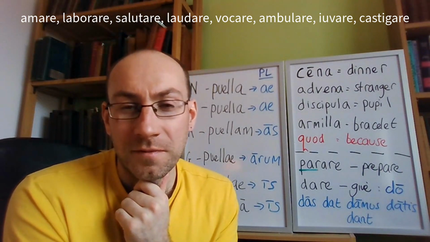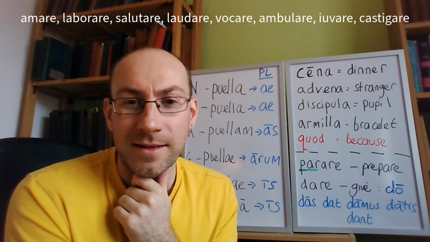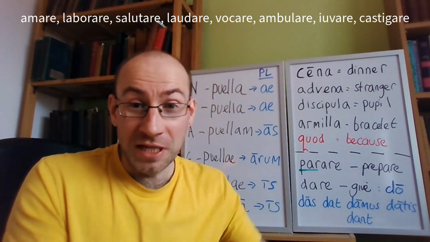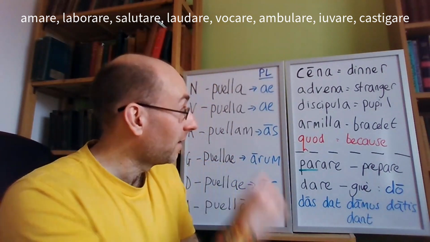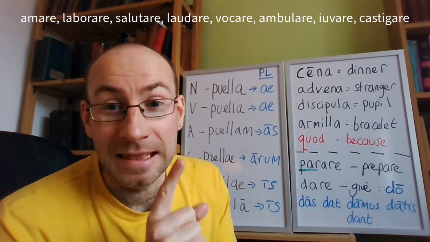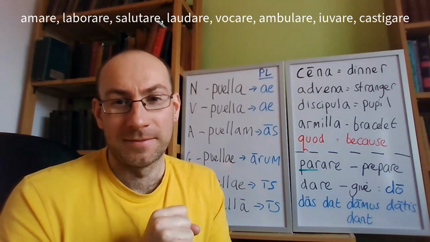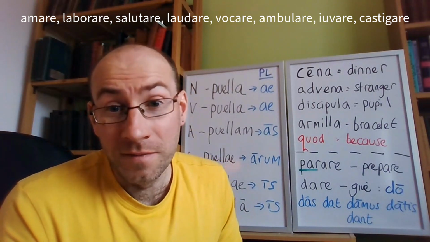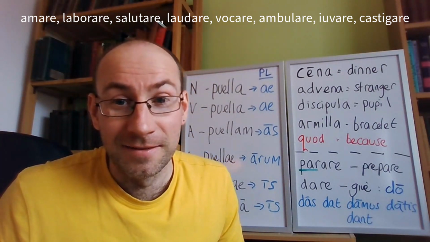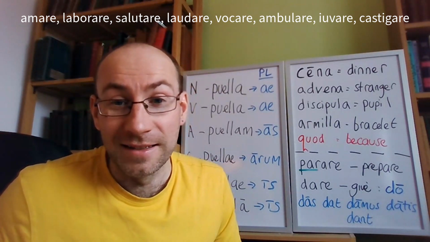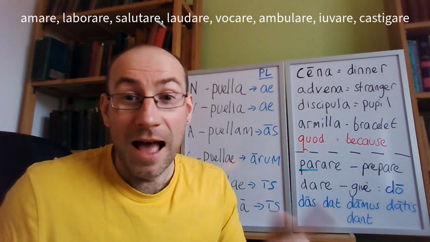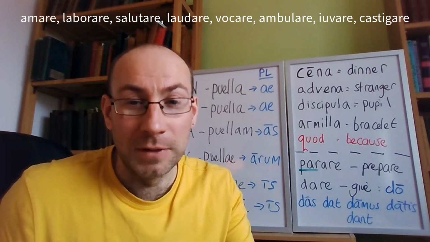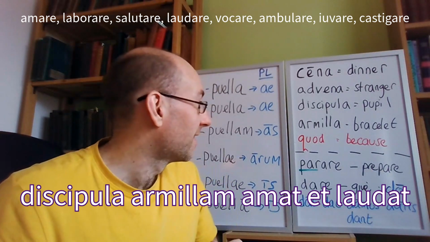The pupil, female pupil, loves the bracelet. It's such a nice one. Discipula, she's doing the loving, so it's nominative. We can just keep it like that. Discipula armillam amat. The pupil loves and praises the bracelet. Discipula armillam amat et laudat. Very nice.